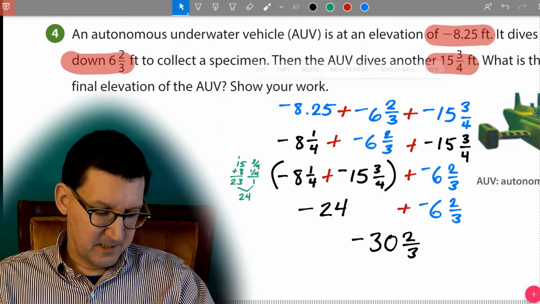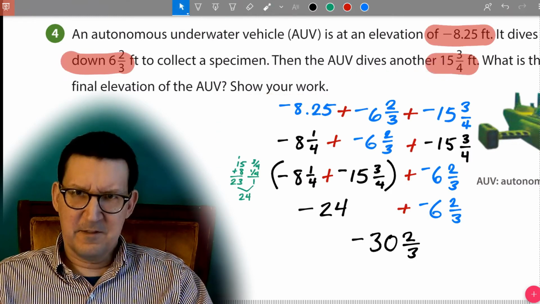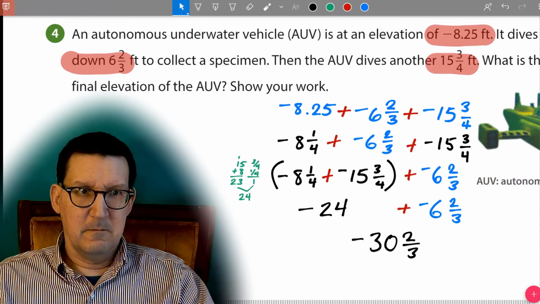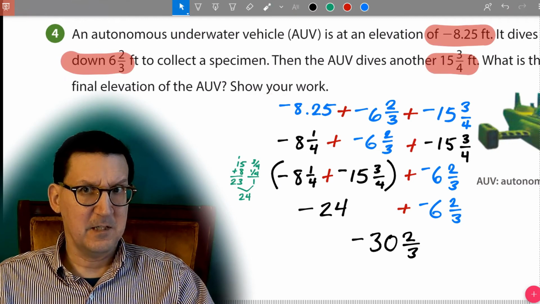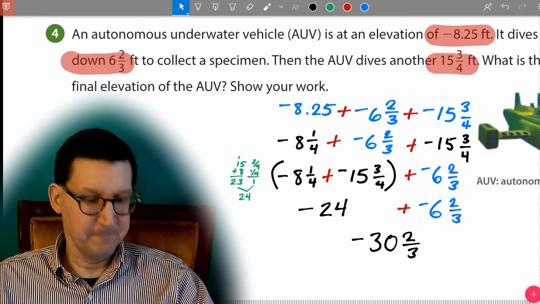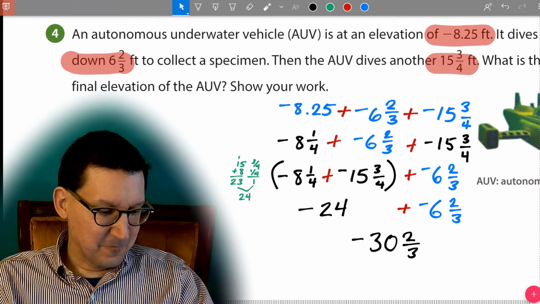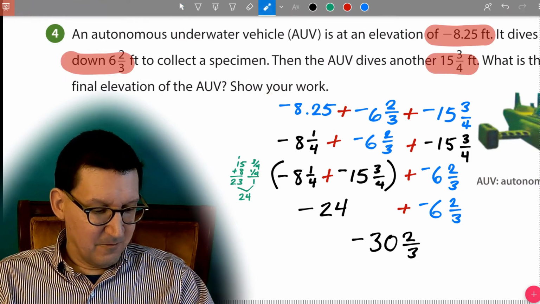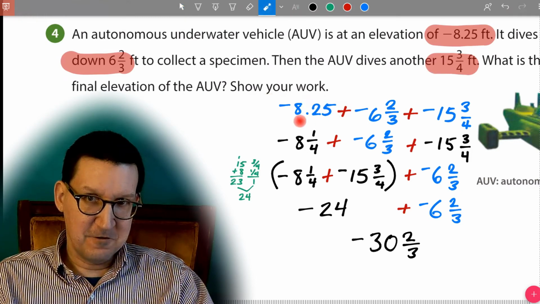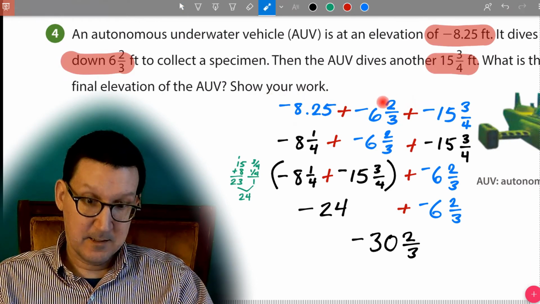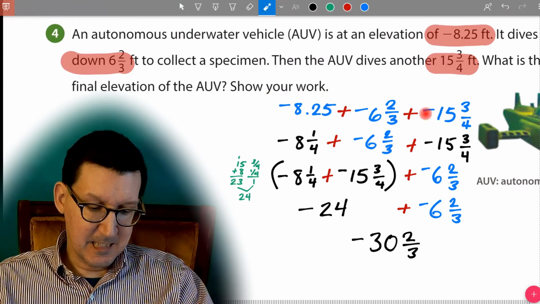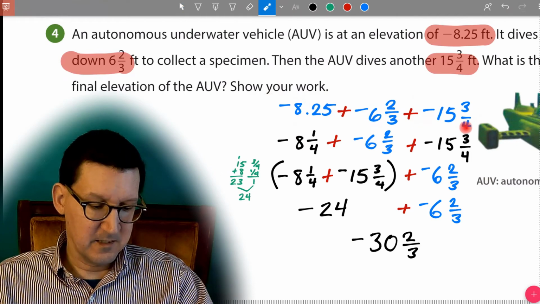The bad news is we're dealing with decimals and fractions and all kinds of stuff that doesn't play well together, so we have to fix it. So let's fix it. We start off negative 8.25, check. We go down another 6 2/3 feet, check. We then go down again, negative 15 3/4 feet, check.